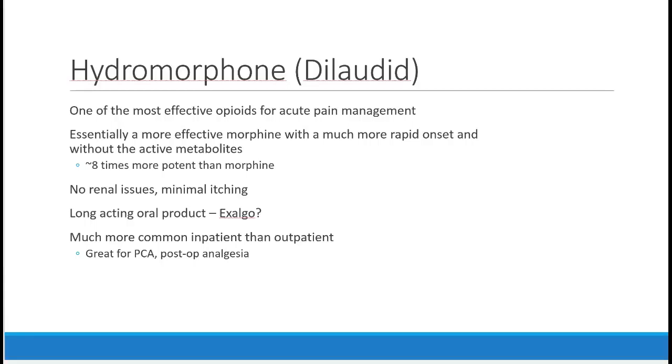The oral Dilaudid is fine if you dose it correctly, but Dilaudid is much more commonly used IV, again because it has a really fast onset. It doesn't last that long. It's got a short half-life, and it's a very potent analgesic medication.